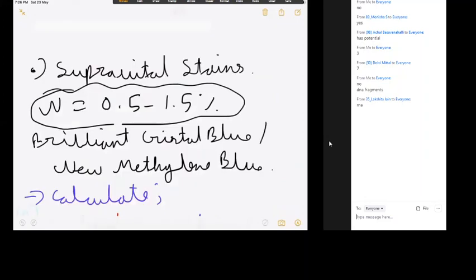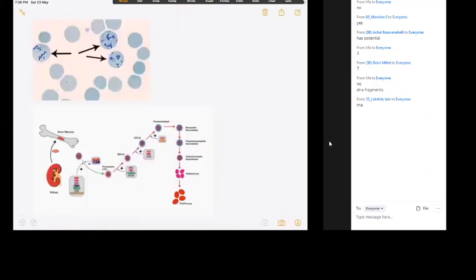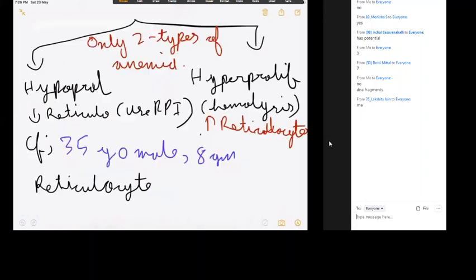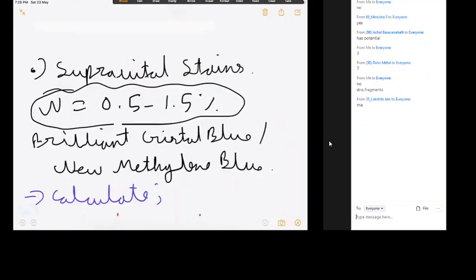How do you identify your reticulocyte? You use something called a supravital stain, and when you use brilliant cresyl blue or new methylene blue, the reticulocyte takes up the color and appears blue. That is why everywhere you see it is blue. Now, what is the normal amount you are supposed to find? It is about 0.5 to 1.5%. That's all. If it is more than 1.5, what do we have? We have hyperproliferation. If it is less than 0.5, we have hypoproliferation. So till here, everyone understood?